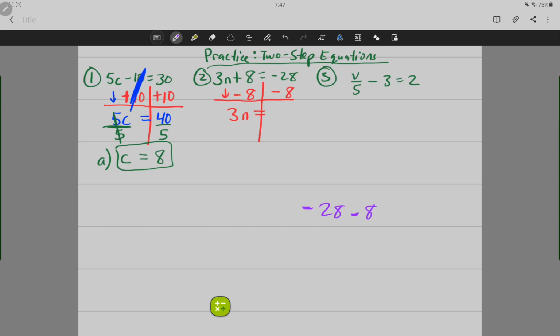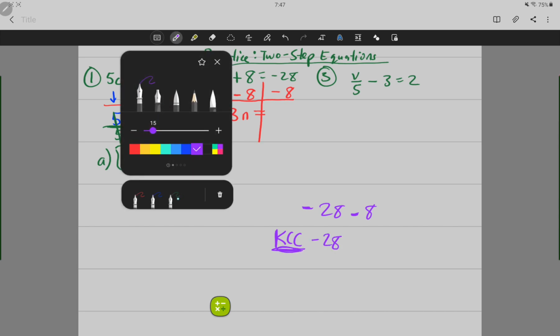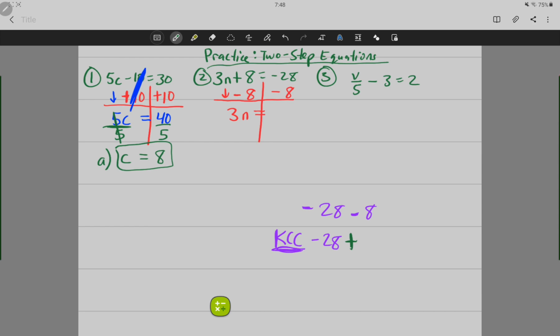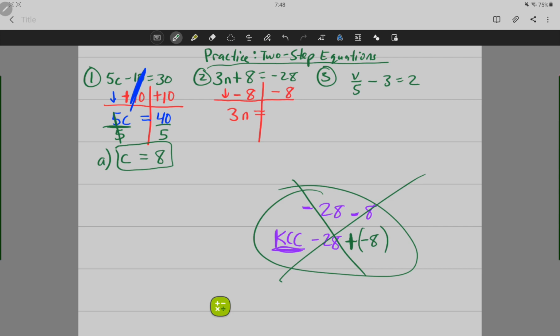remember when you're subtracting, sometimes you may see it done either way, but subtracting integers changes from a subtraction problem into an addition problem using KCC. So again, you don't actually have to do this. It's not wrong, but you don't have to do it.